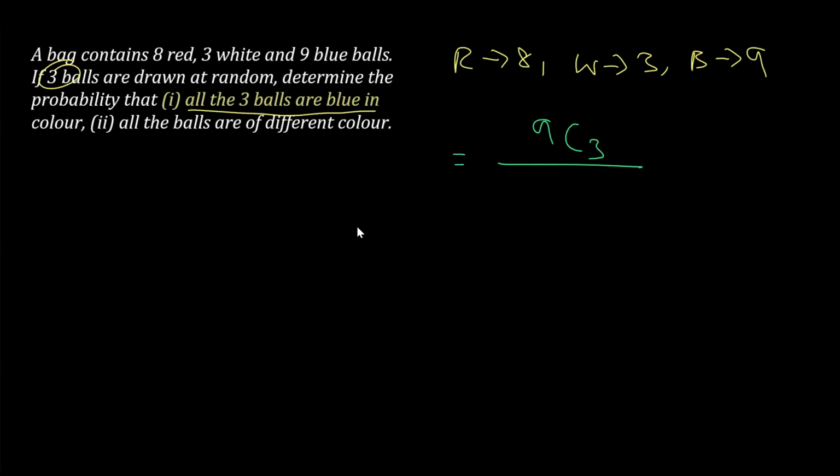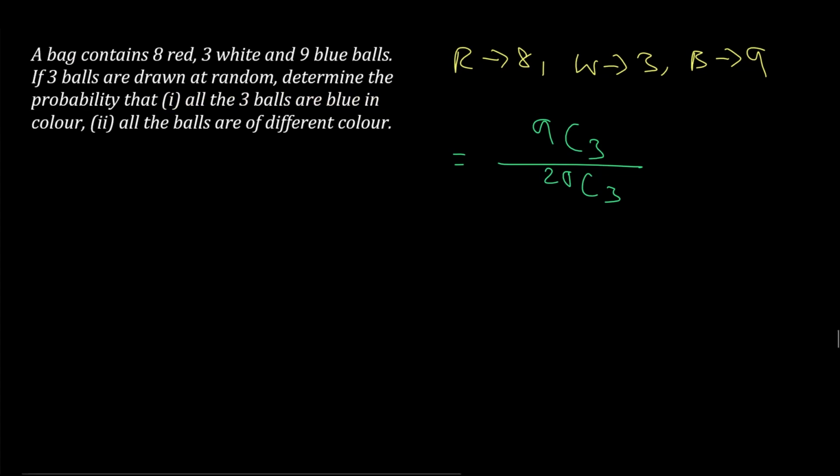But the total number of ways of taking out 3 balls is from how many balls? That is 9 plus 3 is how much? 12 plus 8, 20. 20C3. So taking out 3 blue balls from 9 blue balls is 9C3, and taking out 3 balls from 20 balls is 20C3. That should be the way of doing the first part.